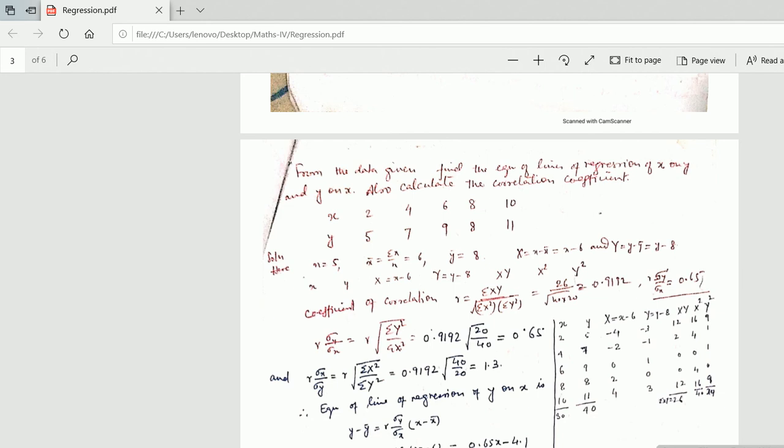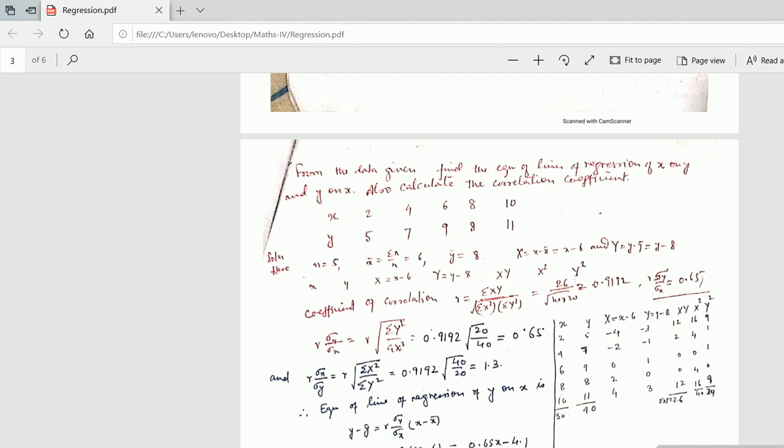You just sum it. See, x has values written here, y is written here. Capital X is equal to x minus x bar, capital Y is equal to y minus y bar, and capital X into capital Y, and capital X square, are all written over here. So what you have to do is just find the values. Here you can see capital X is x minus x bar, capital Y is y minus y bar. I have written the table over here.